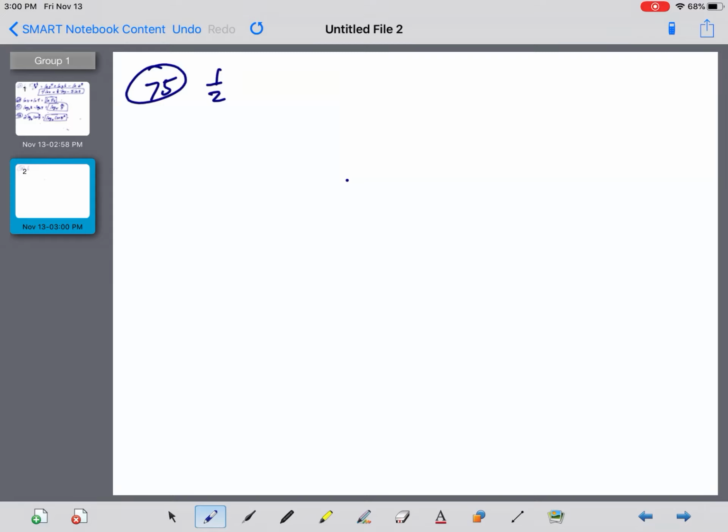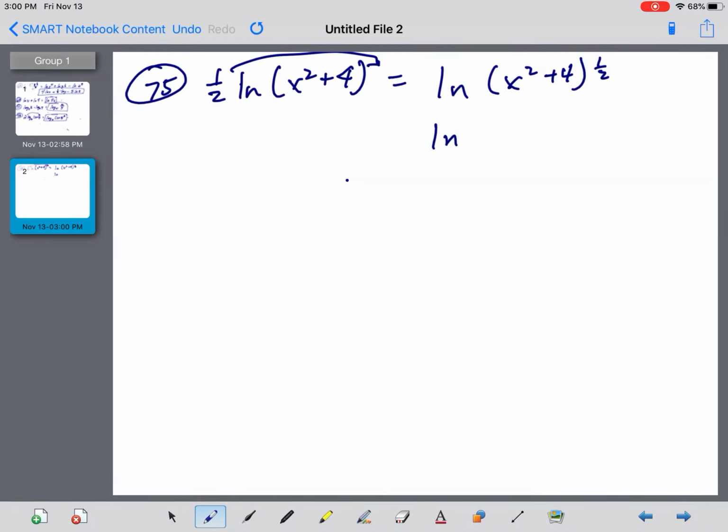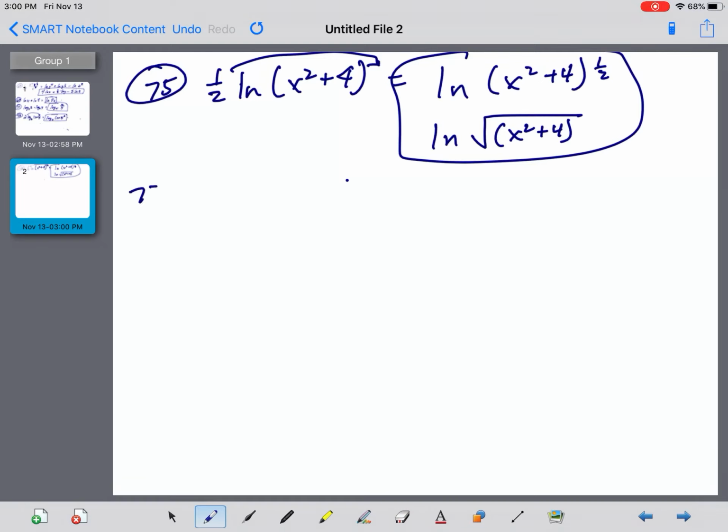75. So it's got a 1/2. That's going to come back in as a multiplier. And natural log of x squared plus 4. So that 1/2 just has to come back over here. So it's going to be the natural log of x squared plus 4 to the 1/2 power. Now, the 1/2 power is the same as the square root, so if you look at this answer in the back of the book, it is this. So these are the same answer.